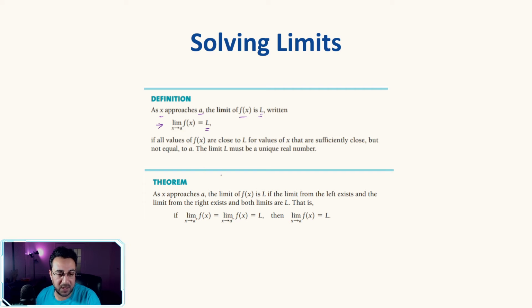Now there is a theorem in here. As x approaches a, the limit of f of x is L if the limit from the left exists and the limit from the right exists, and both limits are equal to L. So as you can see in writing here, the limit of f of x as x approaches a from the right equals the limit of f of x as x approaches a from the left, equal L. Then the limit as x approaches a from both sides, in this case, equals L. So that's something to keep in mind.